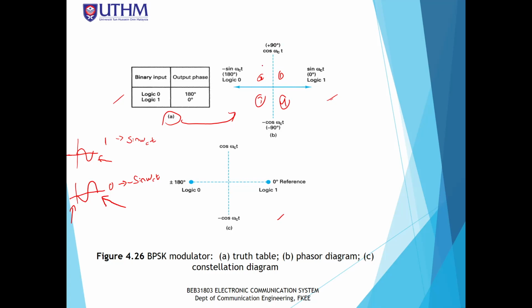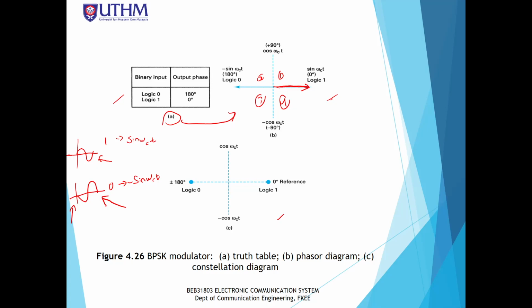If you see from here, the x-axis is represented by sine, and the y-axis is represented by cosine. So for logic 1, logic 1 means there's 0 degrees. So 0 degrees means it is on the x-axis towards the right side.